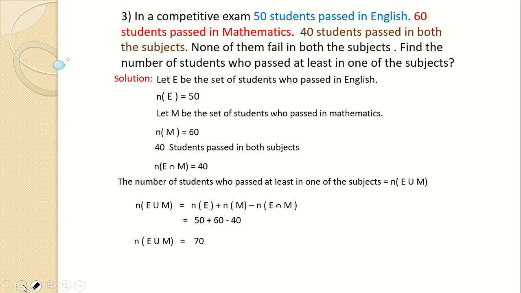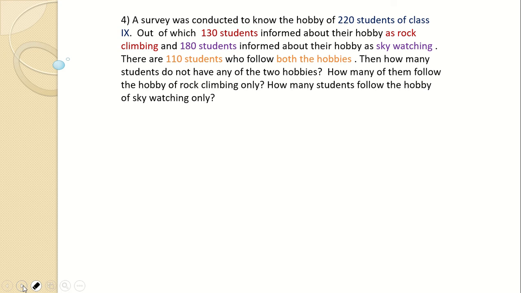So hence, in a word problem, writing the final answer is very, very important. So we will write the final answer. Therefore, 70 students passed in at least one of the subjects. Therefore, the number of students who passed at least one of the subjects is equal to 70. Now let's move on to the next sum.